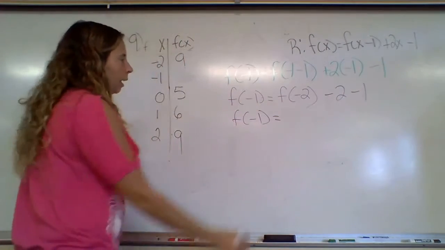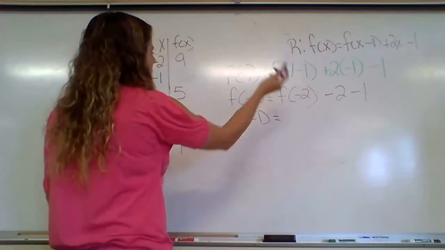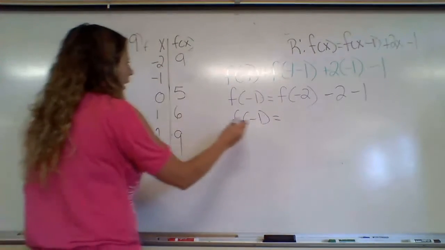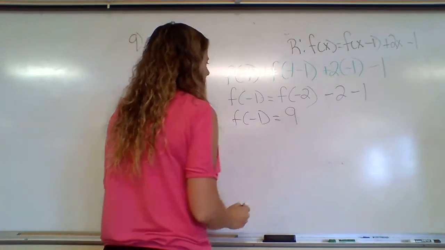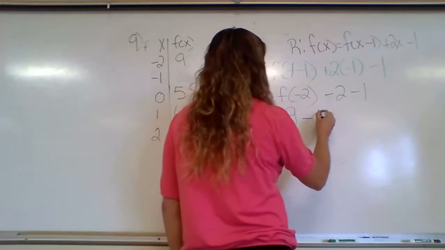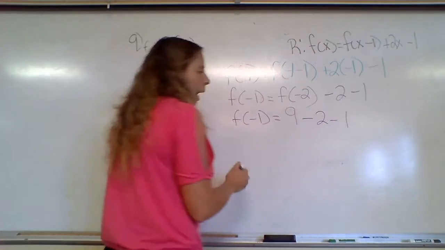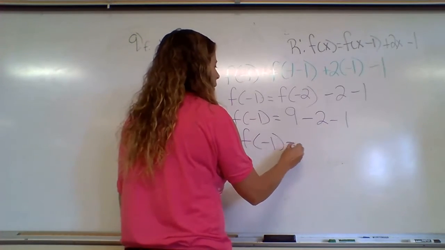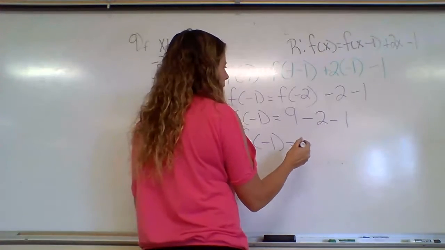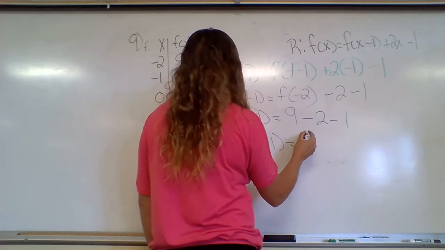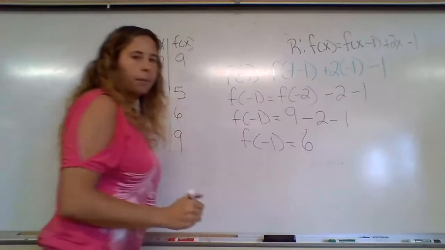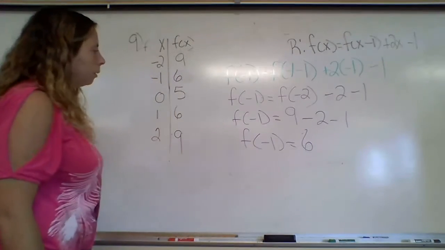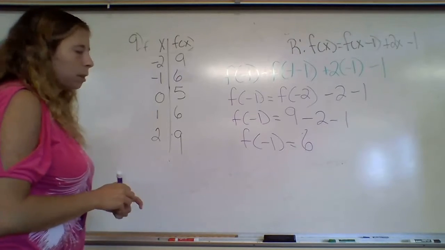This is saying that x is equal to -2. What's y? When x is -2, y is 9. And then rewrite everything else, -2 minus 1. Now we can simplify this side. 9 minus 2 is 7, minus 1 is 6. And that was indeed our missing y value. So this equation works.